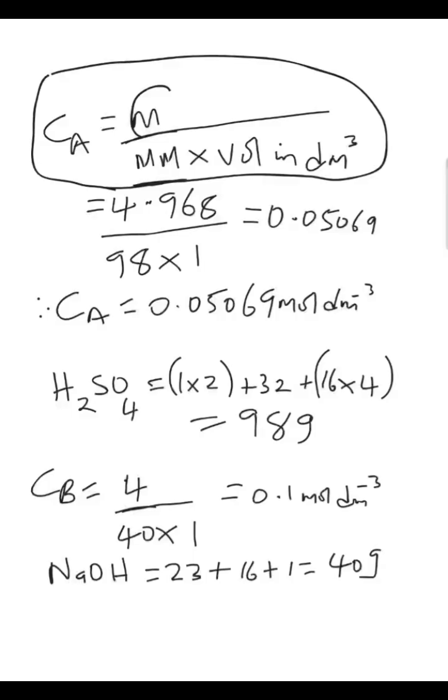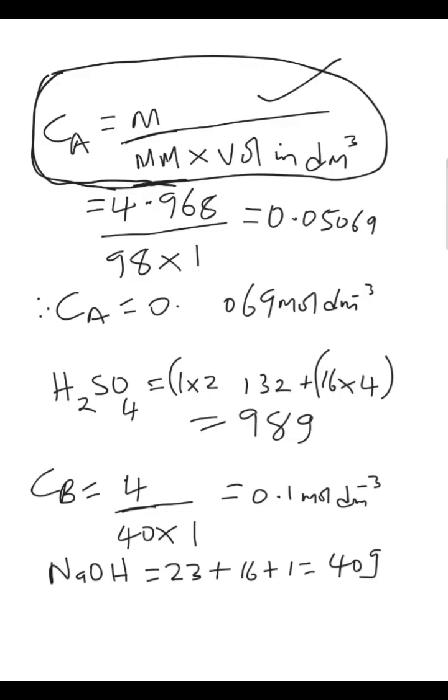So the formula we use for molar concentration is this: the mass of the acid or the base, divided by the molar mass of the acid or the base, times the volume of the acid or base in dm cube. So this is the formula.